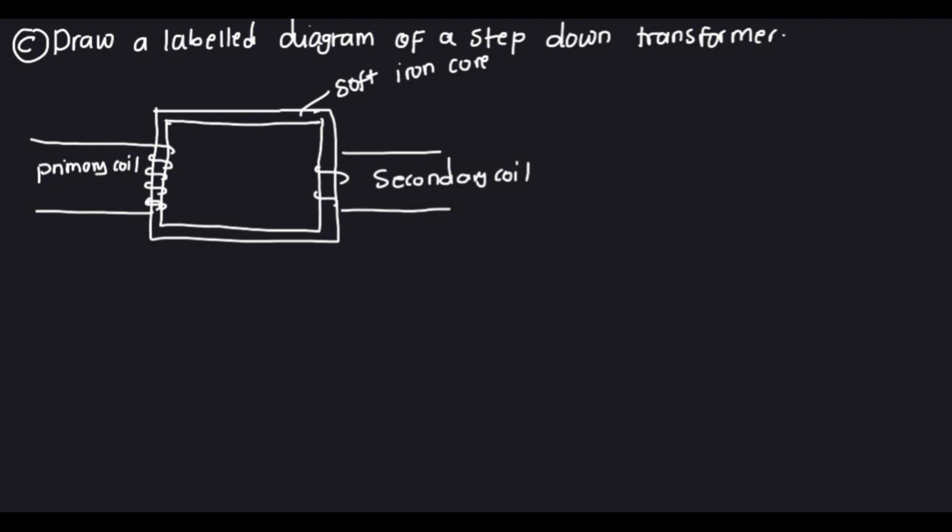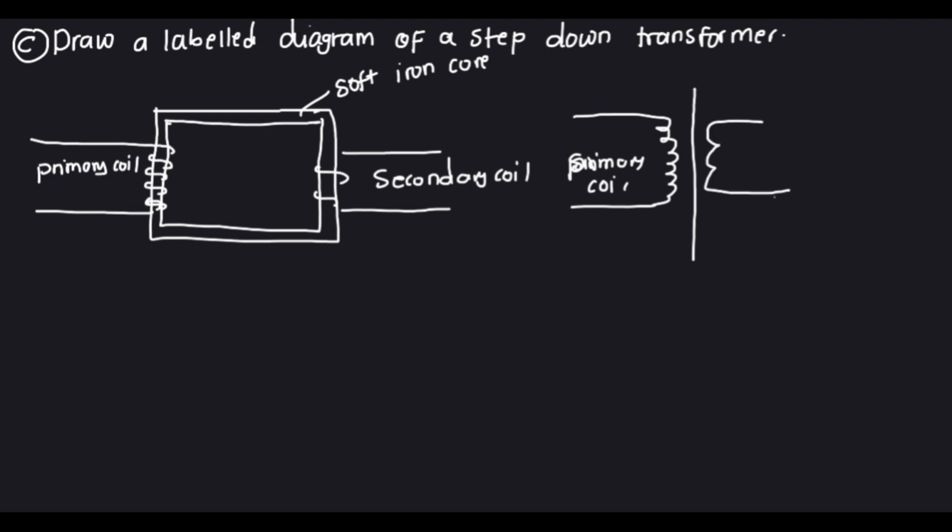So this is our structure, or we can also draw the transformer like this. So where the primary coil, we can show this is our primary coil. Then here we are going to have our secondary coil. So the key point whenever you are drawing a transformer, depending on the type of transformer, you need to make sure that one coil has more turns than the other. So this is how we can draw the structure.